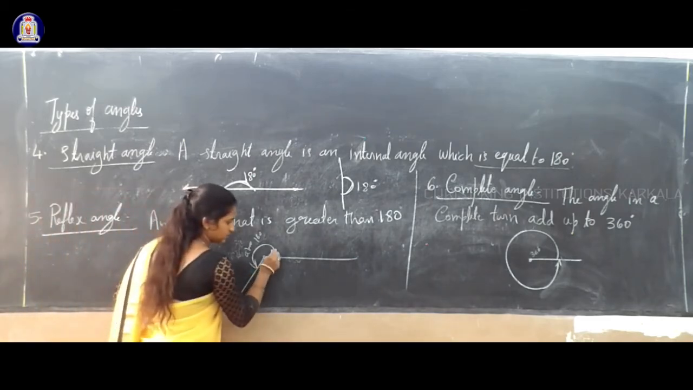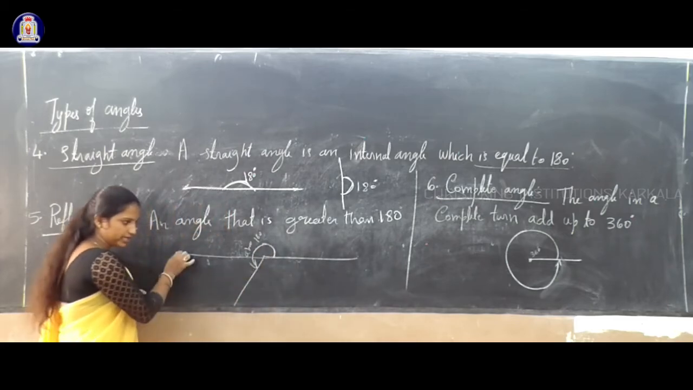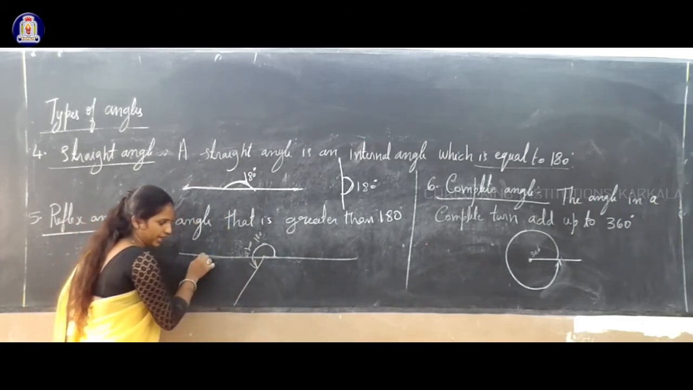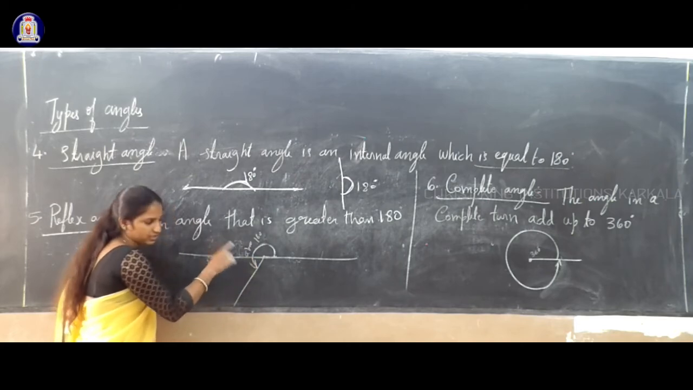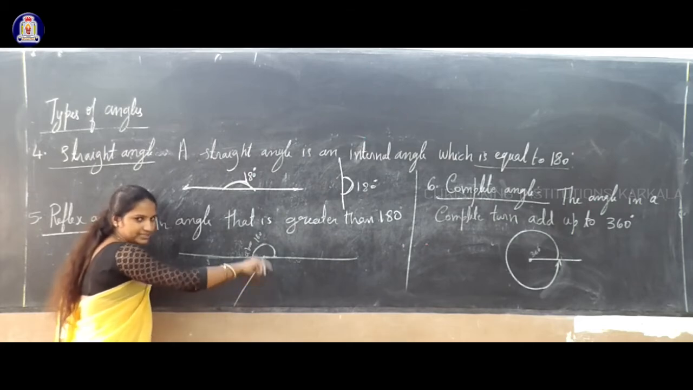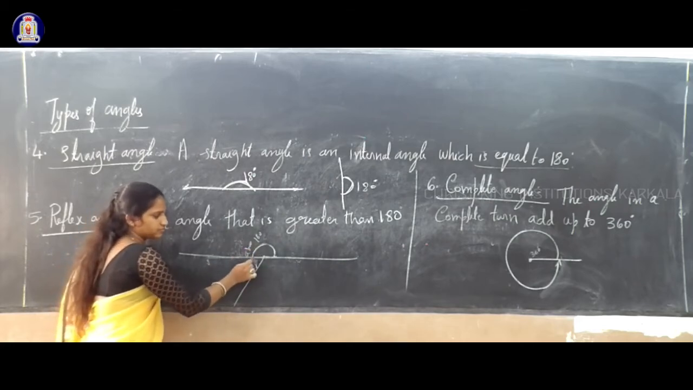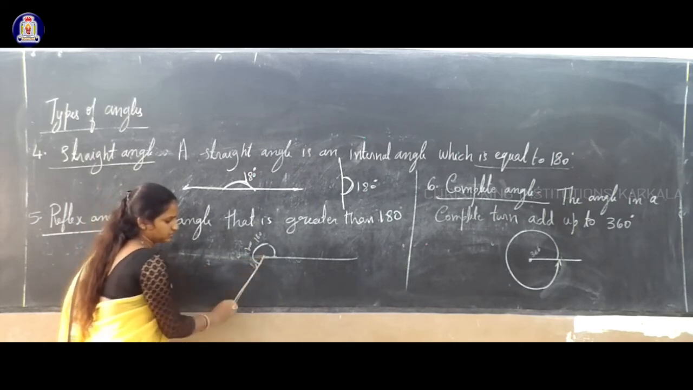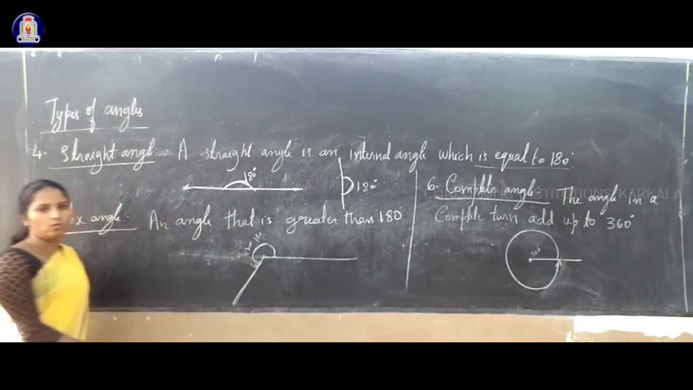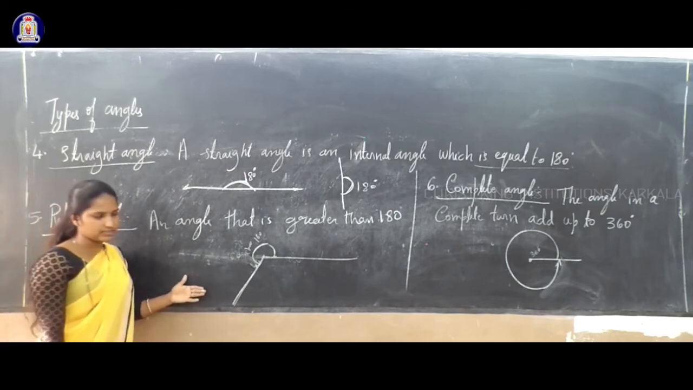How to draw a reflex angle? So this straight line means you get 180. 180 is a straight angle, that is 180 degree. Above 180, in the protractor you can see above 180 means that is 190, 200 like this. Clear? So this is a reflex angle. This line comes here, so this is above 180 degree.